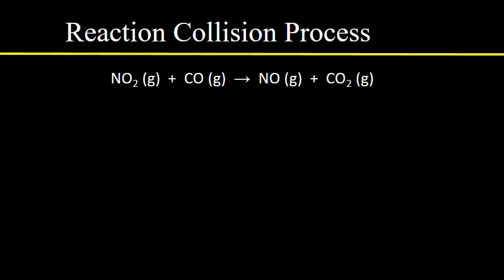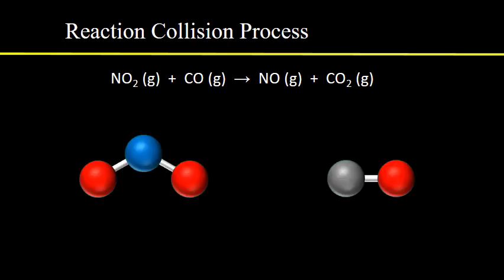All right, so let's take a look at a simple reaction. This is one that we had done before. This is nitrogen dioxide reacting with carbon monoxide to form nitrogen monoxide and CO2. And so we're going to look at what happens when these molecules come together.